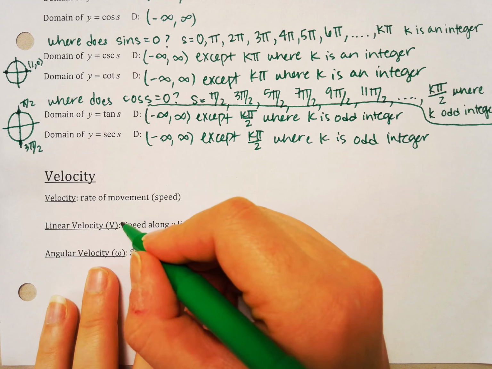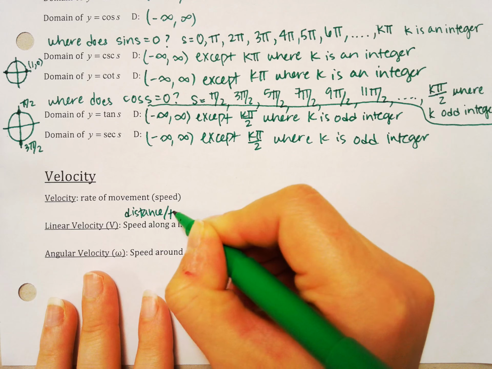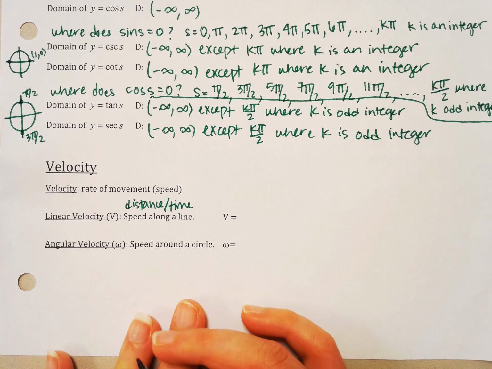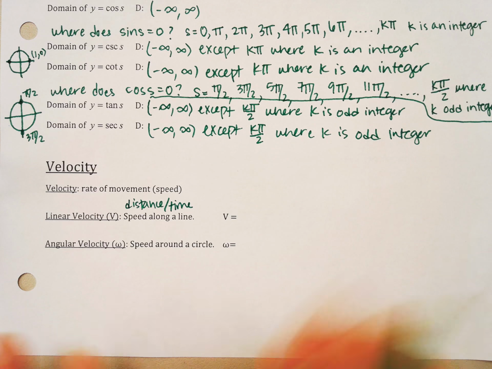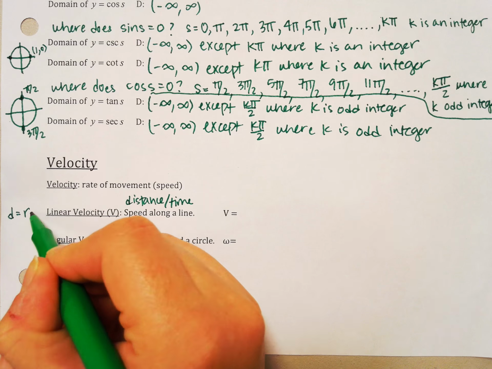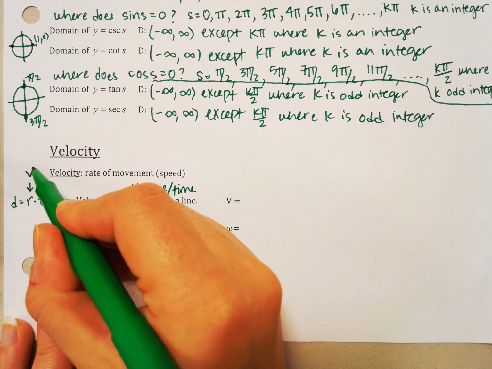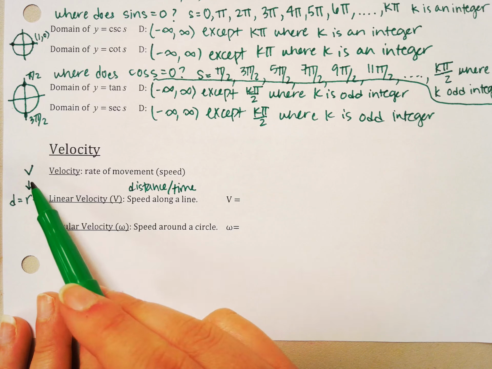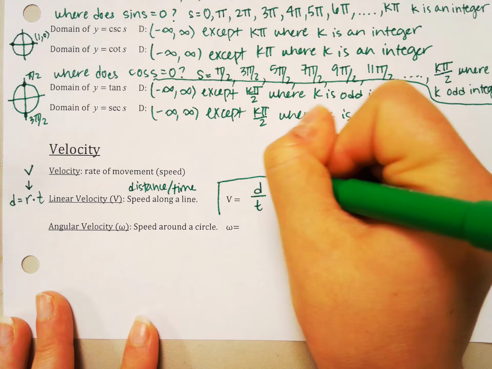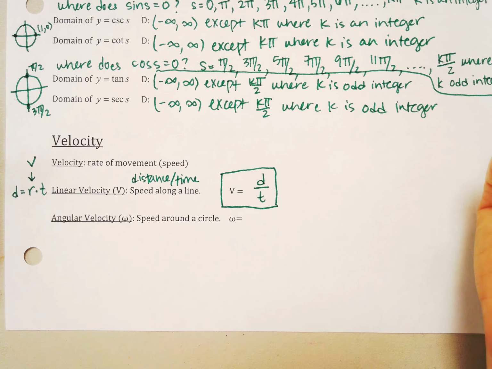Our units for regular velocity are some distance per unit time, like centimeters per second, or meters per second, or miles per hour, or whatever it is. So we actually have a formula for that. We usually use distance equals rate times time, and this rate is really our velocity. So if I were going to solve for our v value, I would divide both sides by t, and I would get my equation for velocity, which is distance over time. And that should make sense, because that's what our units are, some distance over some time.